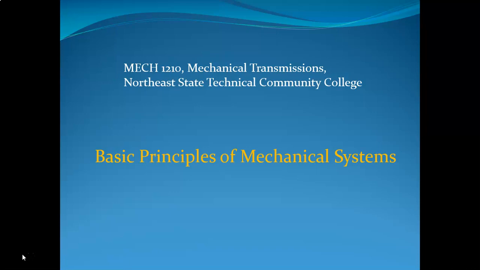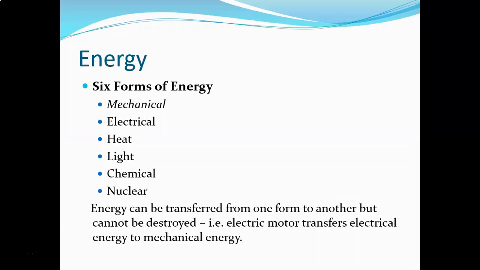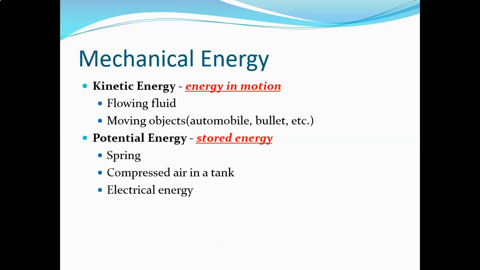I'm going to cover our next section in our mechanical transmissions class, which is basic principles of mechanical systems. Science has discovered there are 6 forms of energy, and we're going to be talking about the first one, mechanical energy. Mechanical energy has 2 elements: kinetic energy and potential energy. Kinetic is any energy that's in motion. The potential is if it's staged but not in motion.